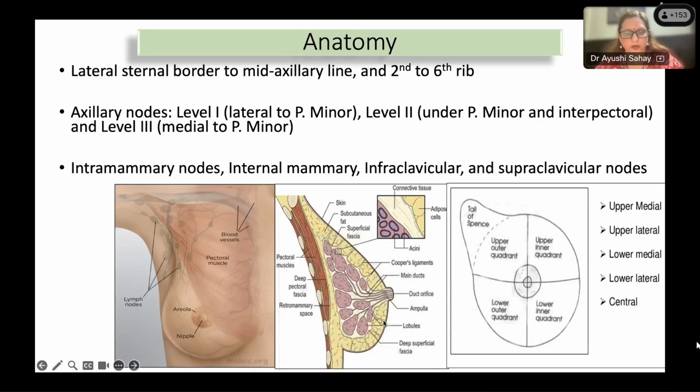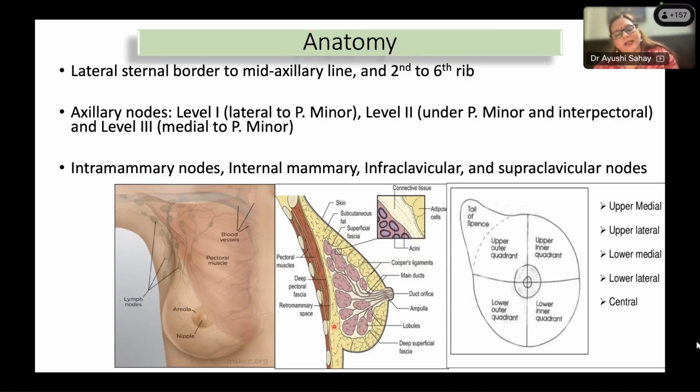So you can see that it is composed of various lobules all draining into lactiferous ducts that end on the nipple. And these lobules themselves are composed inside of multiple acini, which are surrounded by connective tissue and rest on adipose tissue, which is the supporting structure of the breast.